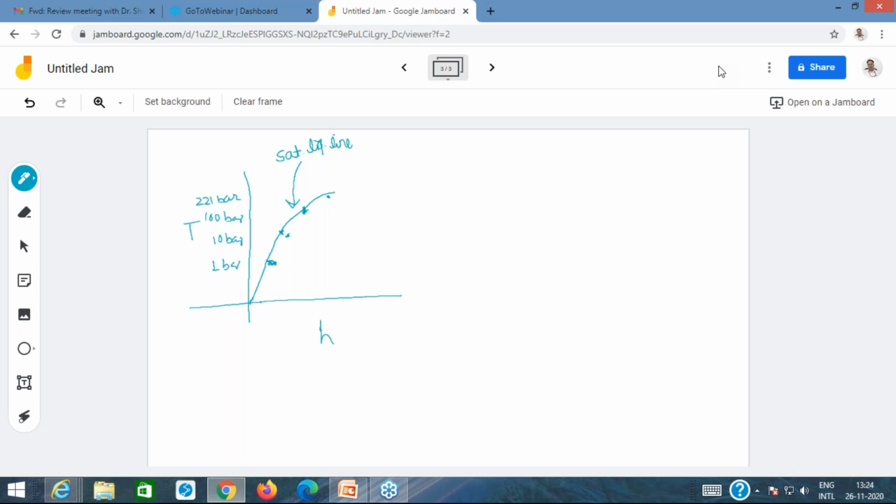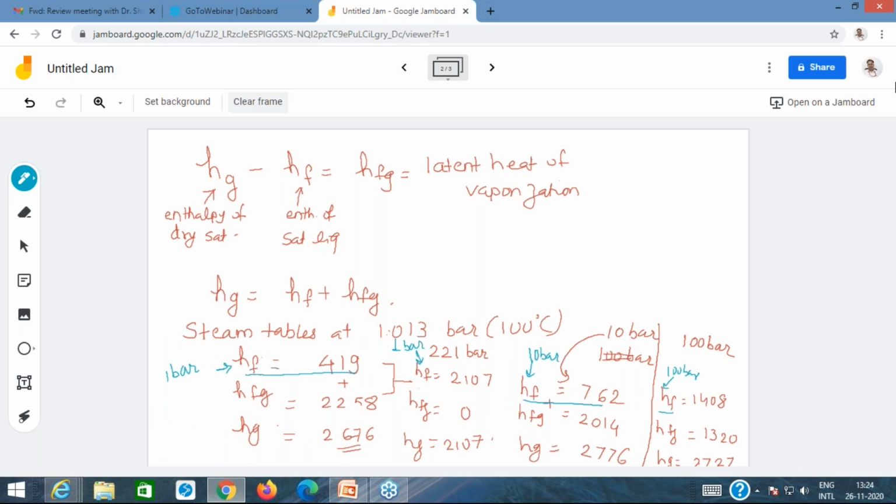Okay, so this pressure is say 1 bar. If you consider heating of water at 1 bar, then you get a certain value of Hf. That value you had already told me, at 1 bar, is around 419. At 10 bar it becomes 762.